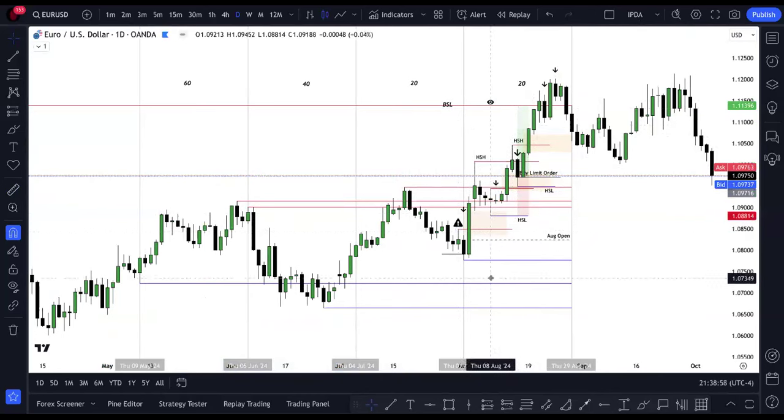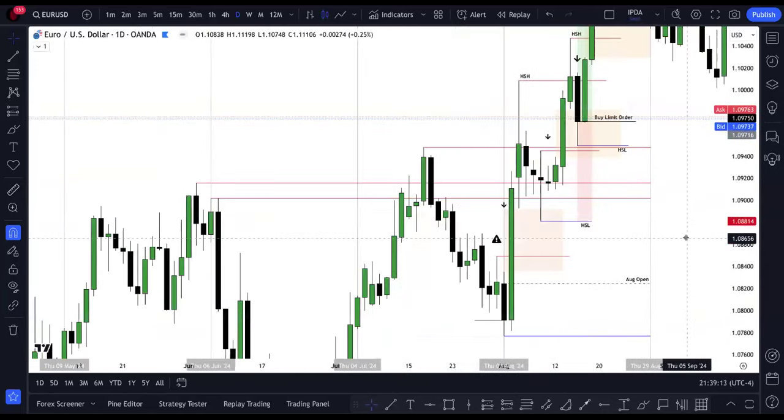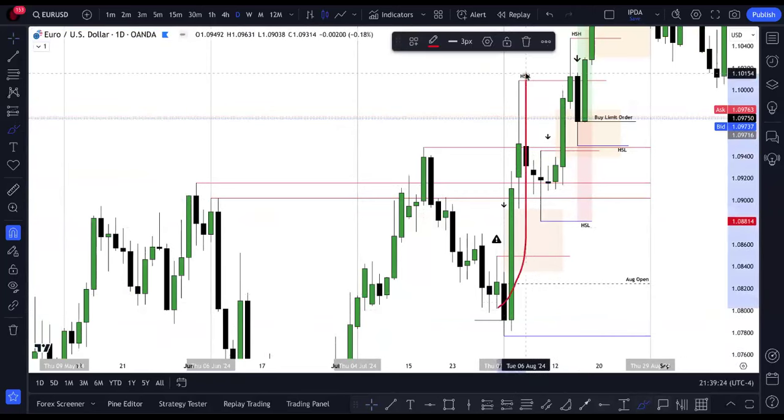And you can see how it failed to break the IPDA 20-day low. It ran up, took off the IPDA 20-day high. It ran right through it, ran through the 40-day high as well, ran through the 60-day high as well. And look at how price stayed right in that range between those IPDA levels. That's the 40, that's the 60, and that's the 20. Look at how it breaks through those levels. It broke through, there you go. It broke through those levels, and it stayed here in this range. And then it pushed away.